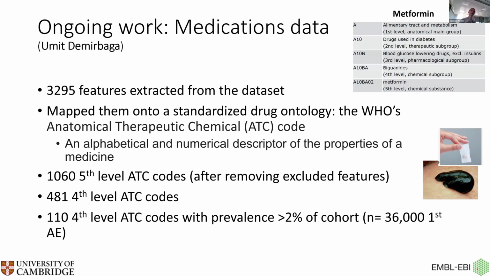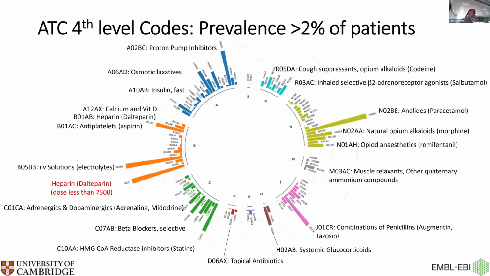When we get down to it, we got to 110 fourth level ATC codes with a prevalence of more than 2% in the cohort. And obviously each code might represent more than one drug, but they will generally represent drugs with a similar pharmacological action. We can then start to describe what's very messy in terms of inpatient prescribing. And we see immediately our obsession with paracetamol, and almost every other drug is benchmarked against the amount of paracetamol we prescribe. But it kind of is a good sanity check.